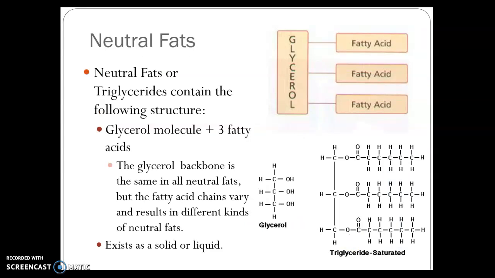Neutral fats, which is also called triglycerides. This is the type of formation they take. So you got a glycerol group on the outside, and then you got 3 fatty acids. And so this is an example of a triglyceride, saturated triglyceride.